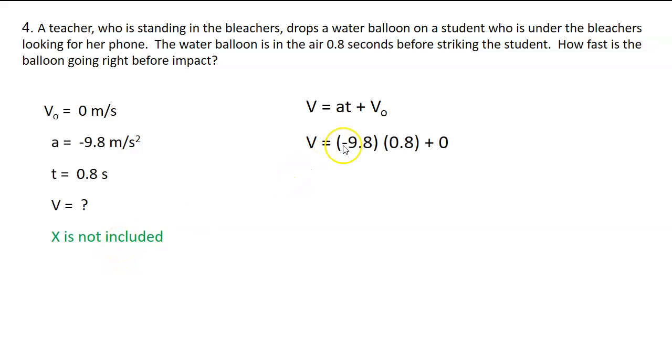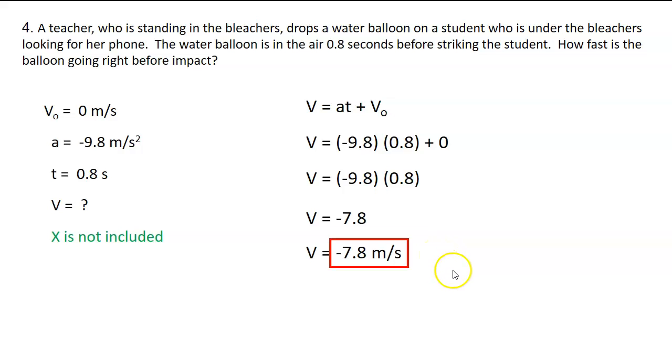Let's plug in what we know. Acceleration is negative 9.8, time is 0.8 seconds, and then initial velocity is 0. The 0 drops out, so the velocity is negative 7.8 meters per second. So what does that negative tell us? Well, the negative tells us the direction of the velocity. So in this case, the direction of the water balloon. So the water balloon is traveling down.